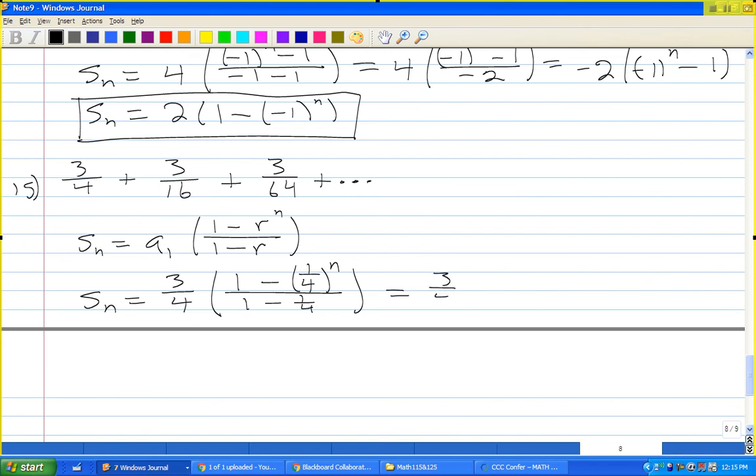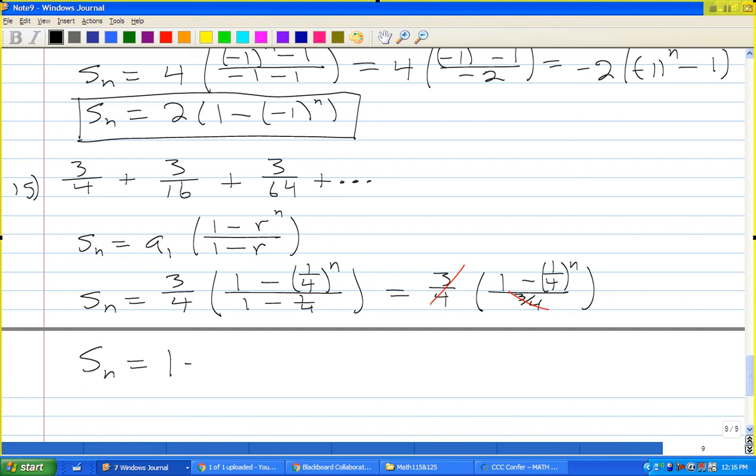And so 3/4 times 1 minus 1 over 4 to the n, over 3/4. 1 minus 1/4 is 3/4. The 3/4 are going to cancel. And so you just get that the sum of the first n terms is 1 minus 1 over 4 to the n. And that is your answer. A very nice compact formula. Okay?